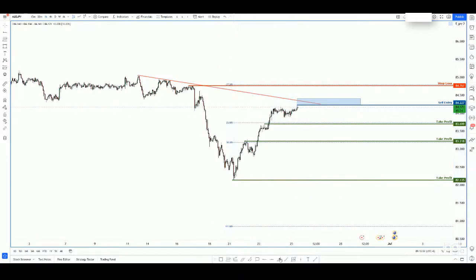Alright, so these are the levels, and we can actually play the drop down to here. Even for the intraday take profit, very nice risk reward. It can play all the way down to the final swing target, even nicer risk reward.